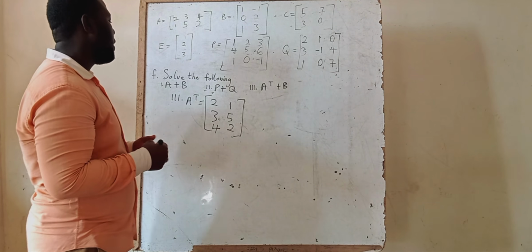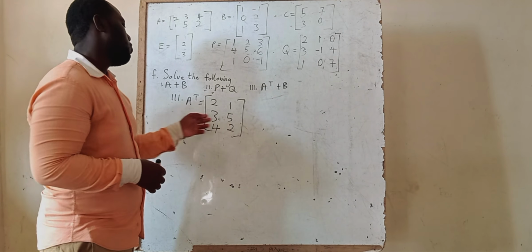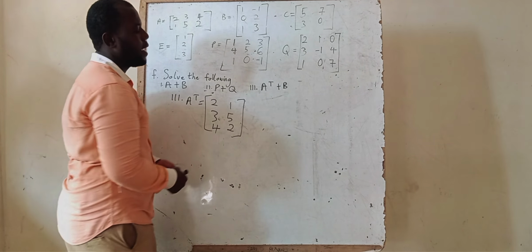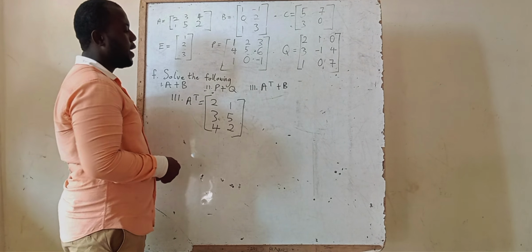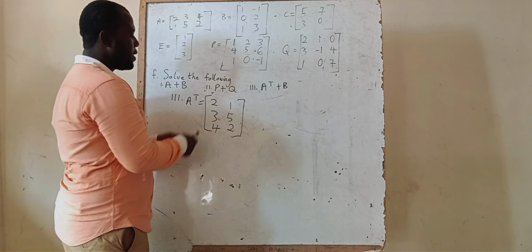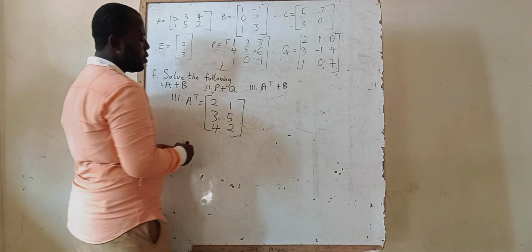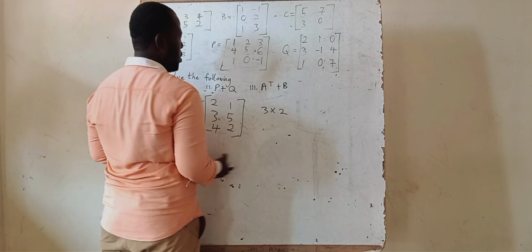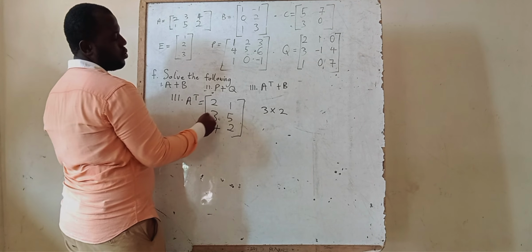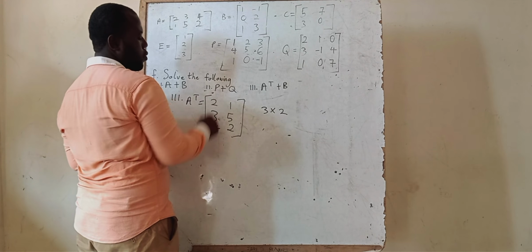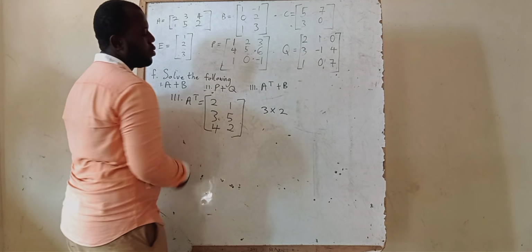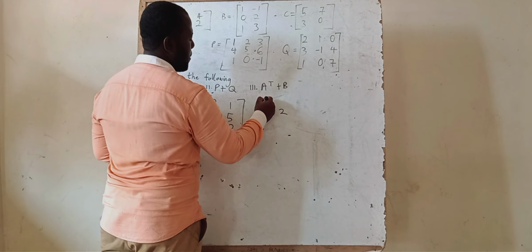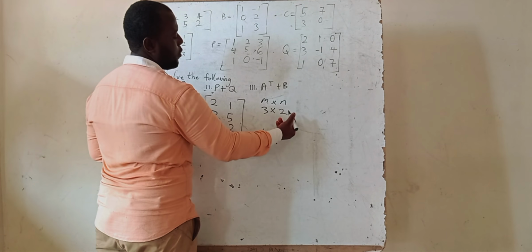So let's compare A transpose with B and see whether they have the same dimension. Yes, they have the same dimension, hence addition is possible. So what's the dimension of A transpose? It is 3 by 2. Look at it: 1, 2, 3, 3 rows, 1, 2, 2 columns, which is 3 by 2. So you could write m by n, then you can write 3 by 2.